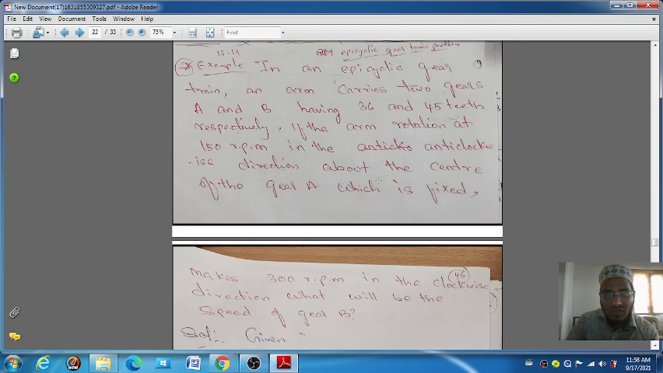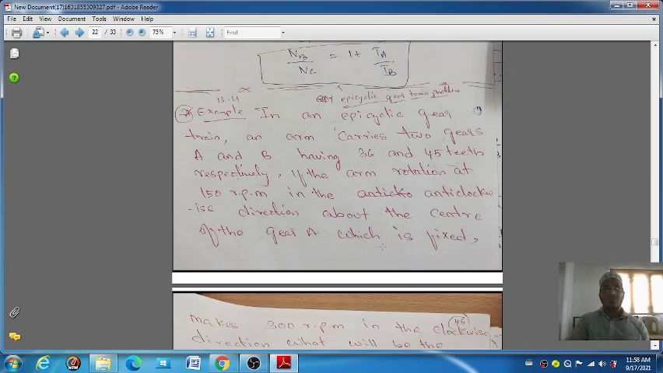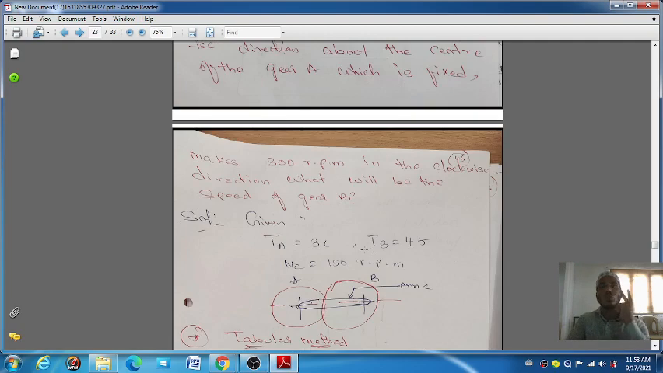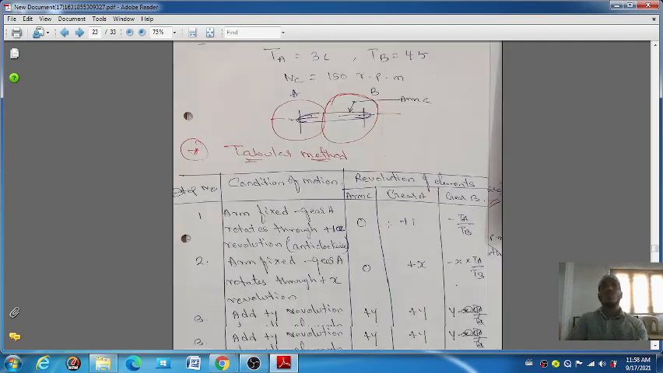Here you can see about the center of the gear A which is fixed, make the 300 rpm in clockwise direction, and what will be the speed of the gear B. So first we have to know the speed of the gear A. So in that question the 2 points are given. What is the 2 points?